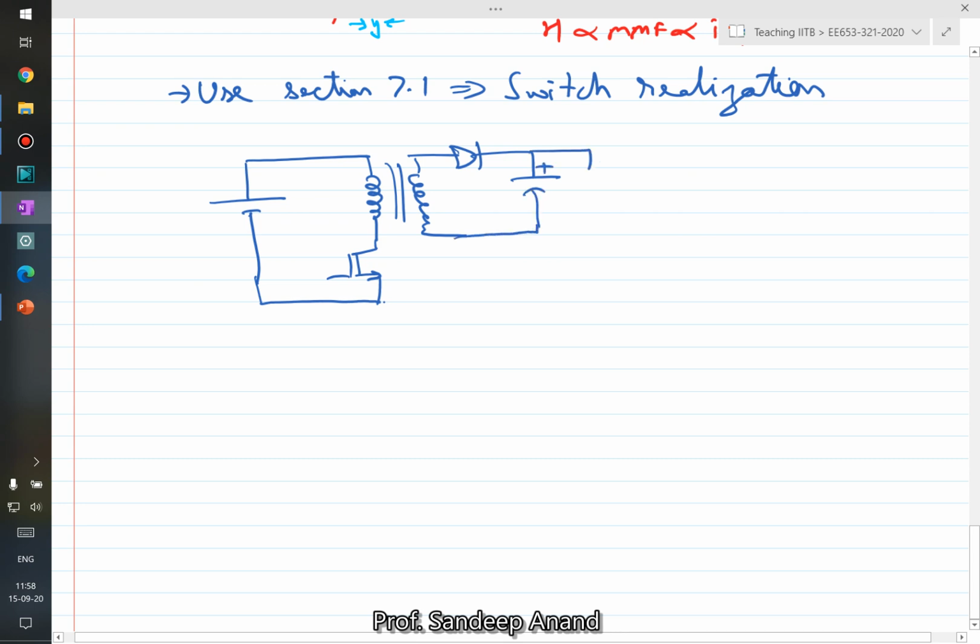I've done switch realization and then I've inverted the secondary side, and that's how you get this circuit. So you have switch S1 or MOSFET M1 and diode D2. This is your input voltage, this is your output voltage. Just ensure that you are getting the same circuit after doing switch realization.